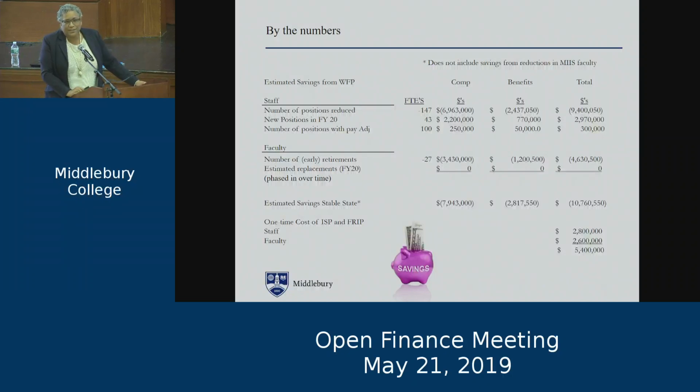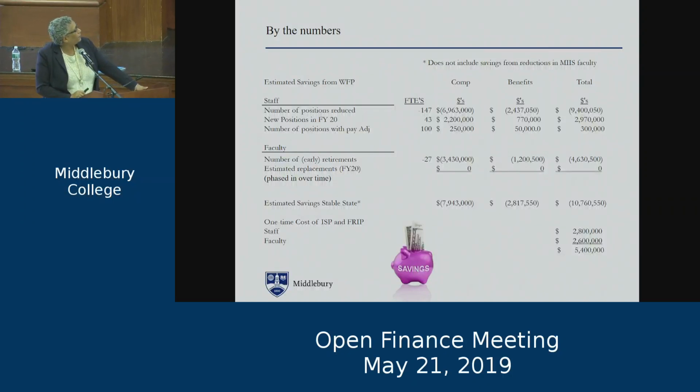But what you can see here from the staff side is that we were able to have reductions in our staff of about 147 positions, which had a cumulative comp and benefit savings of about 9.4 million. We did make some decisions to reinvest some of that in some new positions that we needed, new competencies and skill sets, about 43 new positions at about a 2.9. As well as making some adjustments to about 100 individuals whose jobs have changed such that they are entitled to a promotion or increase in their pay.